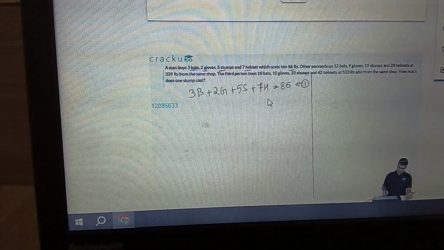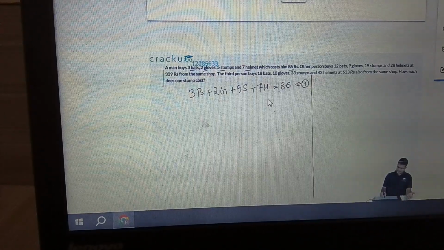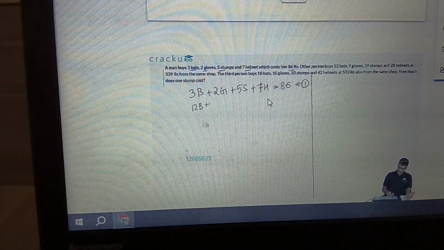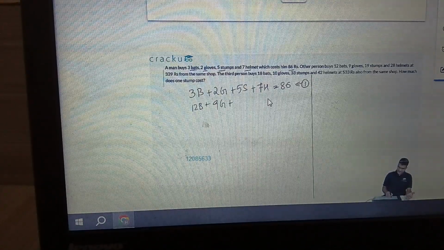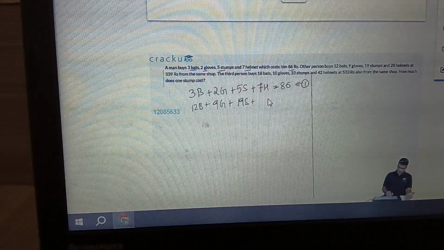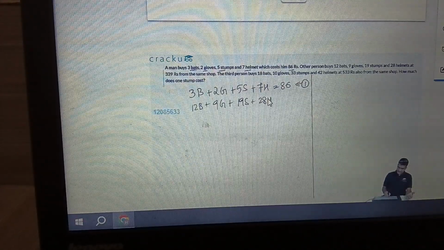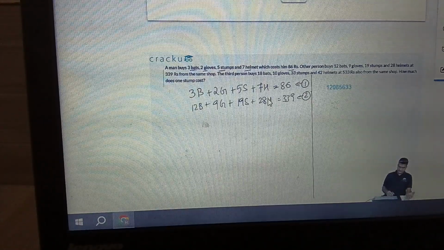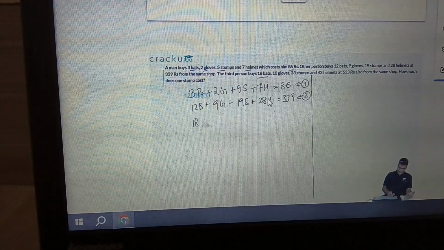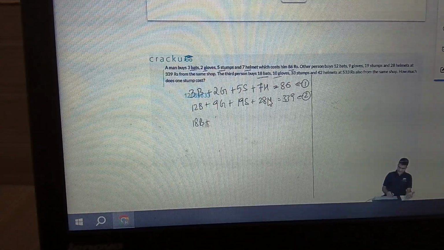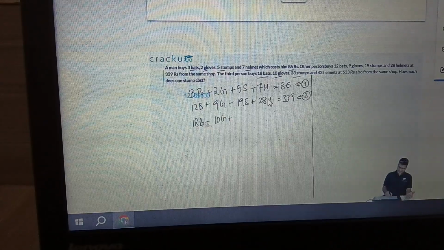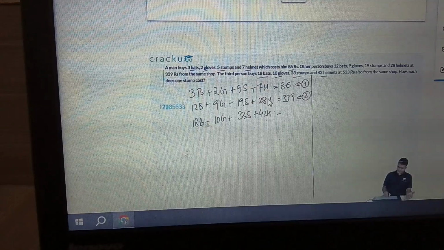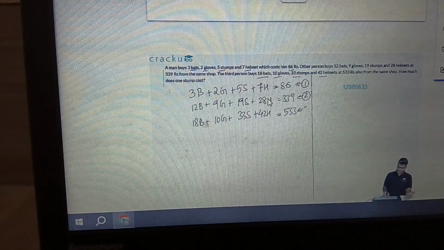We are also told that another person buys 12 bats, so this is 12B, plus 9 gloves, 9G, plus 19 stumps, 19S, plus 28 helmets, 28H, and this costs him 339. This is the second equation. The third equation will be 18 bats, so 18B plus 10G plus 33 stumps, 33S, plus 42H. This is equal to 533. So this is the third equation.